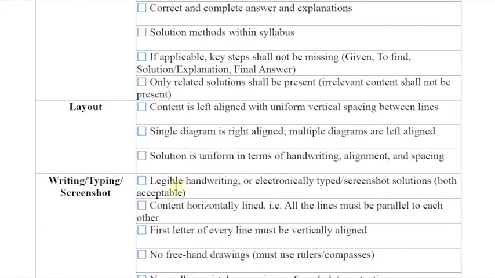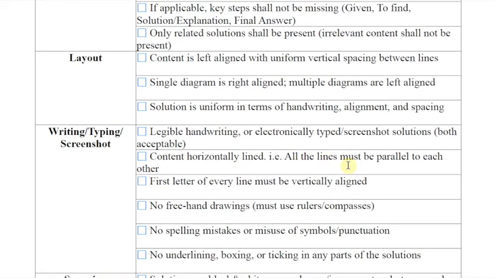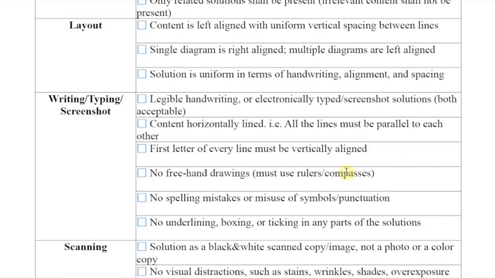For writing, typing, or screenshot, legible handwriting or an electronically typed or screenshot solution are both acceptable. Content should be horizontally lined, that is, all the lines must be parallel to each other. The first letter of every line must be vertically aligned.